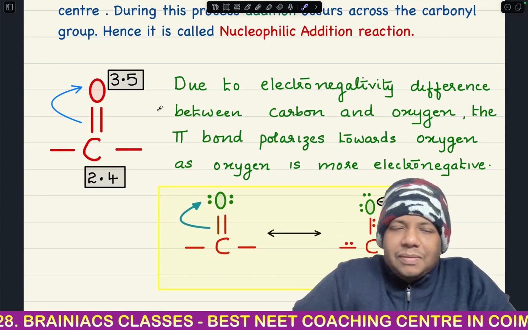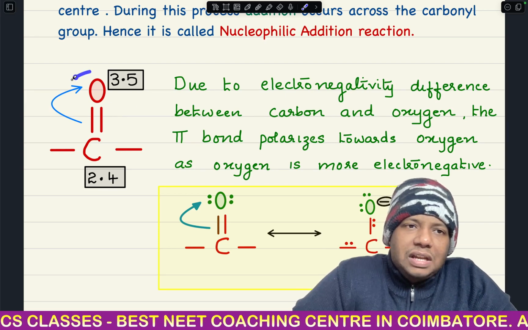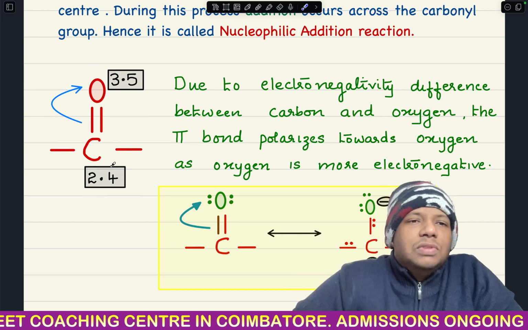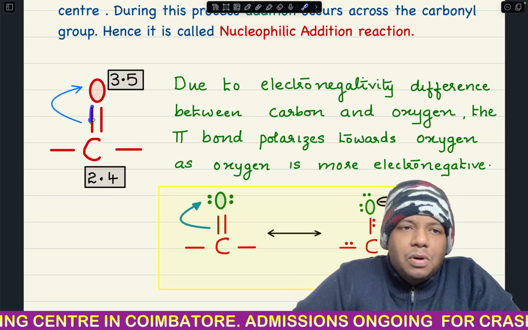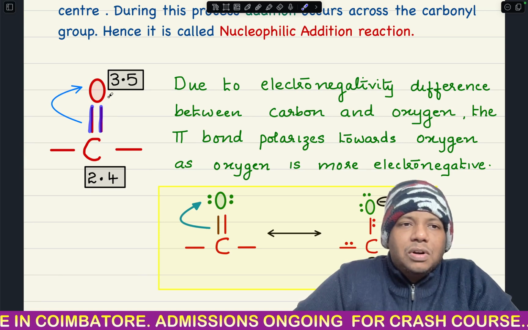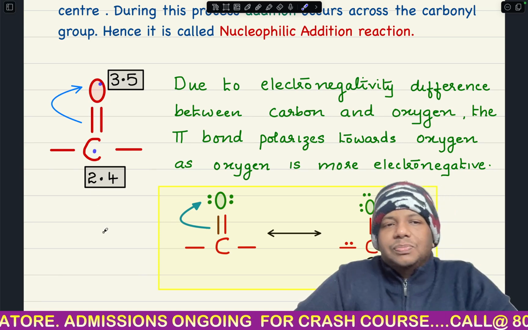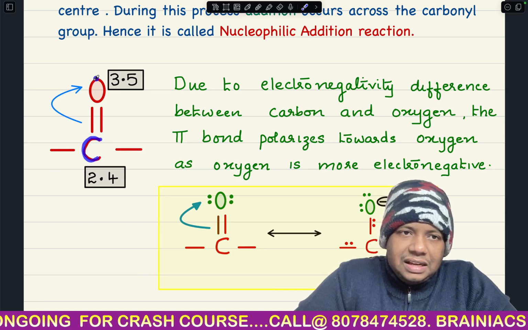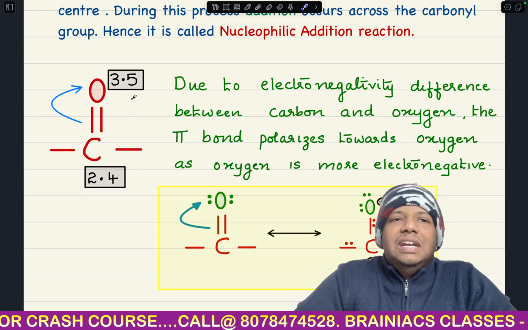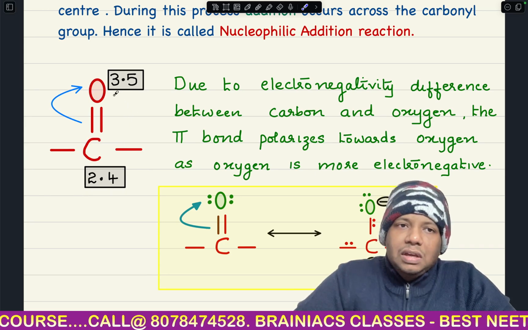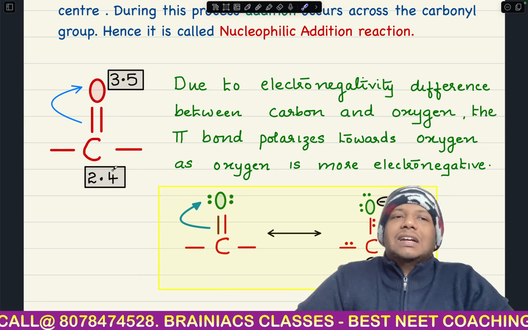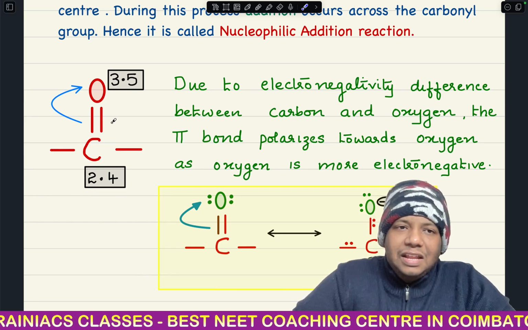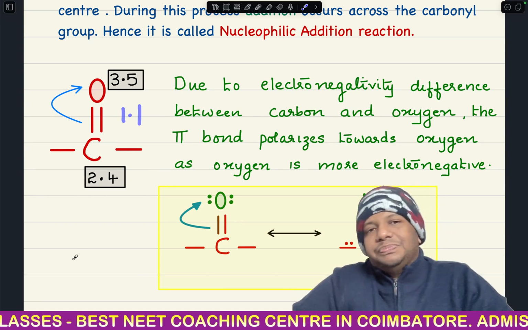In aldehydes and ketones, there is a group called the carbonyl group. What is the peculiarity of this group? Here a double bond is present, but it is between two different atoms, carbon and oxygen, and they differ in electronegativity value. Oxygen has 3.5 as the electronegativity value, whereas carbon has 2.4. The difference is somewhere around 1.1.